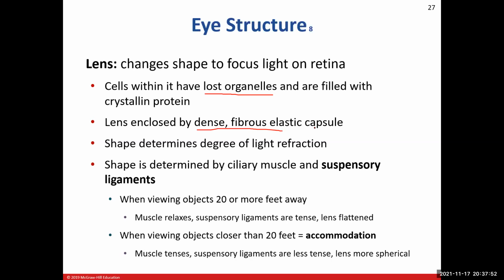So the job of the lens is to change shape, and the purpose of that is for light refraction, because when it changes shape, it will bend light more or it will bend light less. But the point is, we're trying to focus the light on the fovea centralis so we can get a clear image. So how do we change the shape of the lens? Well, we have to utilize two structures: the ciliary muscle, a smooth muscle, and then the structures that attach onto the ciliary muscle, which we call the suspensory ligaments.